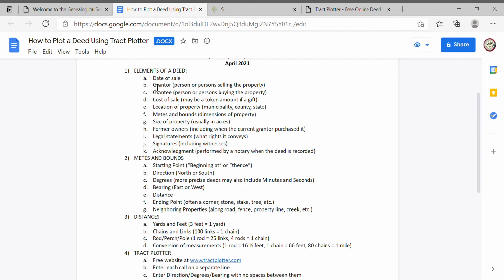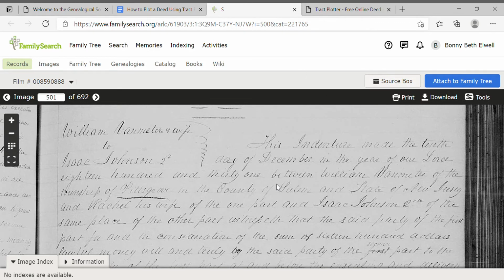The next item in the deed is the grantor. This is the person or the persons selling the property. Right here it says it is between William Van Meter of the Township of Pittsgrove in the County of Salem and State of New Jersey and Rachel, his wife, on the one part. So those two people are the first party. They're the ones selling the property. They are the grantors, William Van Meter and his wife Rachel. It also gives information about where they're from, the Township of Pittsgrove.